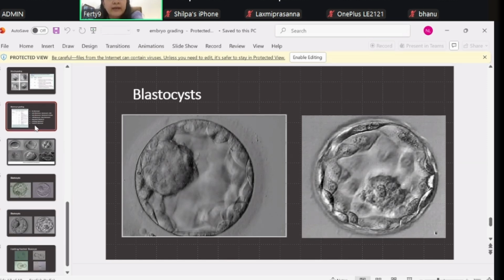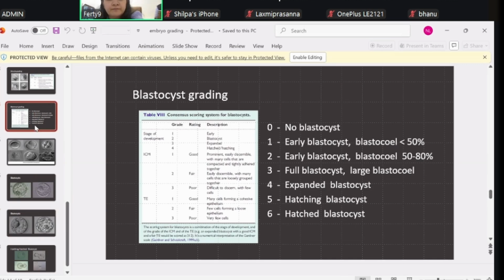So in this manner here we have given TE means good, many cells forming a cohesive epithelium. Then fair means few cells forming a loose epithelium, and poor means entirely the cohesive epithelium is broken. There is no continuity in the trophectoderm cells.